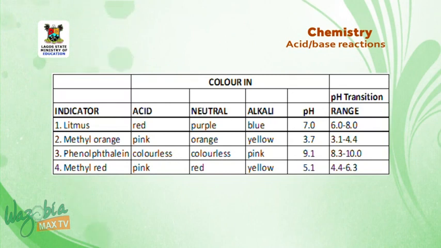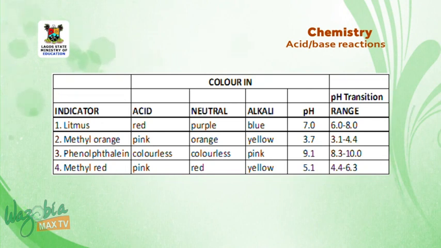In the table below, we have 4 types of indicator. Number 1 is litmus. The color of litmus in acidic medium is red, in neutral medium is purple, in alkaline medium is blue, the pH is 7, and the pH transition is 6.0 to 8.0. Number 2 is methyl orange. The color of methyl orange in acidic medium is pink, in neutral medium it is orange, in alkaline medium it is yellow, the pH is 3.7, and the pH transition is 3.1 to 4.4.